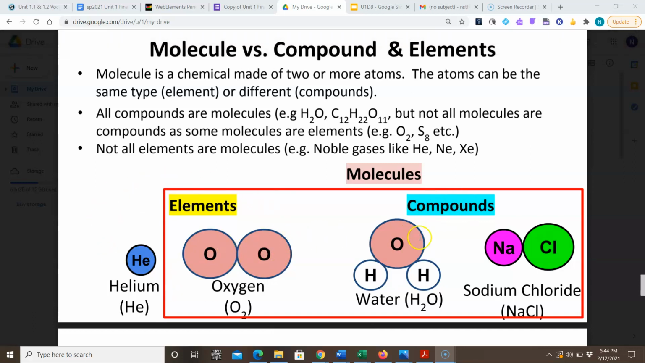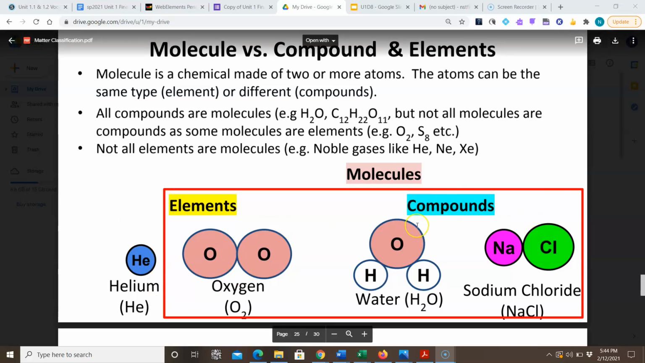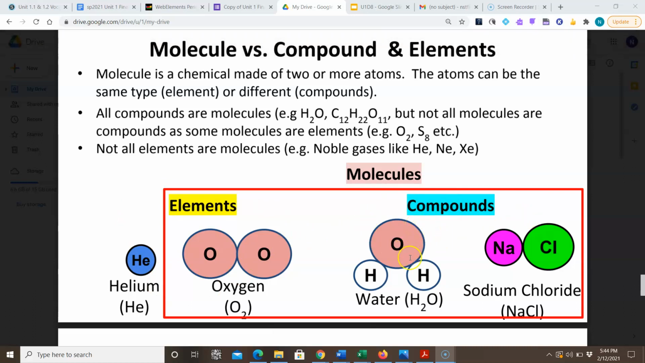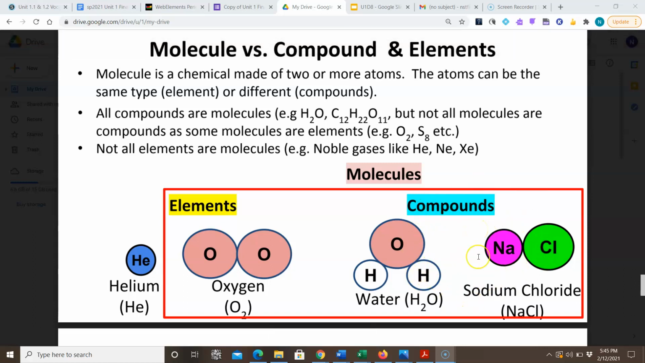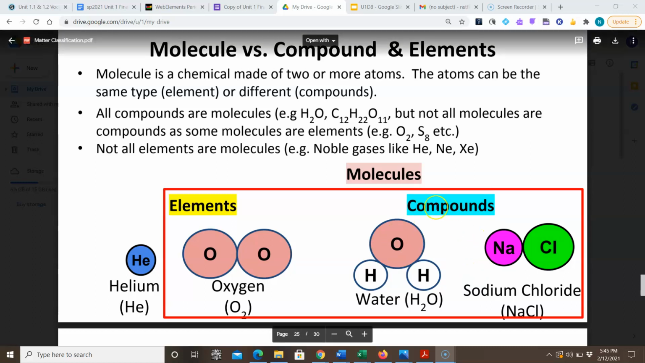Where compounds can have 2 or more different types. So water, for example, is made up of hydrogen atoms and oxygen atoms. They're not the same thing, so you have different atoms here. And sodium chloride, which is table salt, is made up of sodium and chlorine atoms. Now again, compounds can be much more complex than this, can have more than just 2 types of atoms. Very rarely do they have 10 or 20 types, but you can have molecules with a variety of different types of atoms, and they're called compounds.